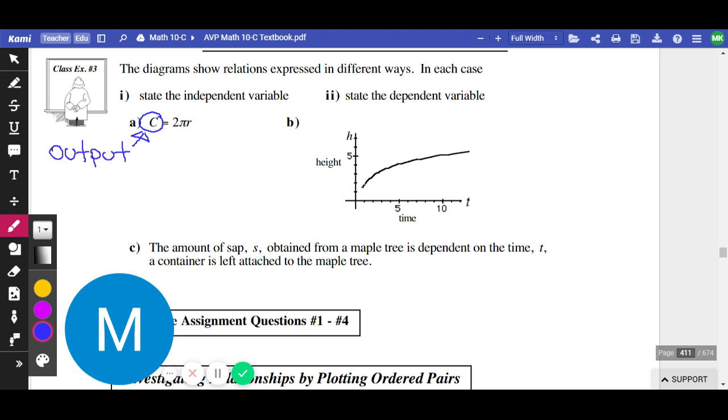The variable that has the numbers attached to it, which is R, that's the letter with the numbers attached to it. That is our input. So in an equation, output by itself, input's what I'm choosing, which is next to all the numbers. On a graph, the horizontal one that goes side to side, that's our input. The vertical one, the one that goes up, down, that's my output.